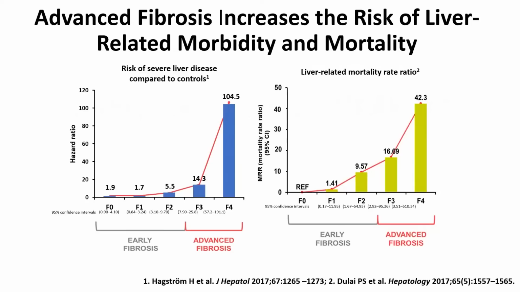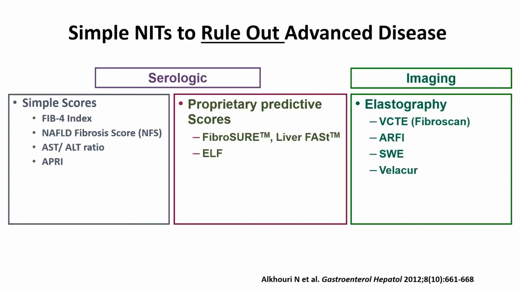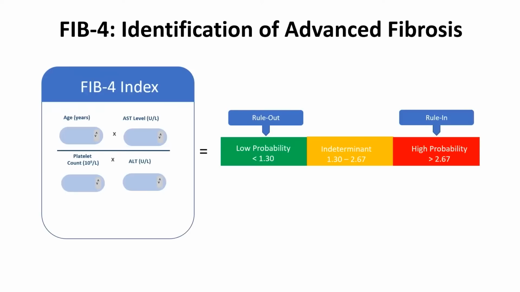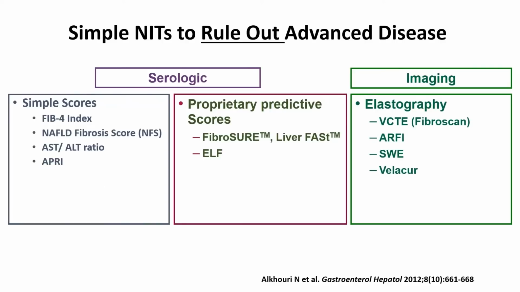Let's move to the next slide. And next. Okay, so we have several ways to rule out advanced disease. We divide these into serologic markers, including simple scores. And the one I want to explain today is the FIB-4 index. We're discussing these simple scores that all of you can calculate in your clinics, and this is the FIB-4 index.